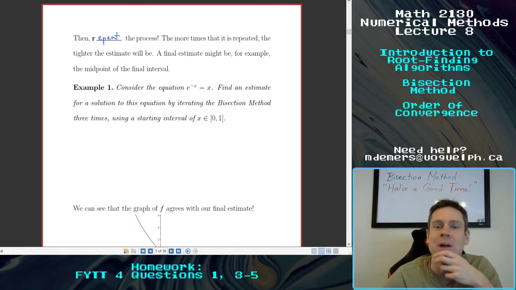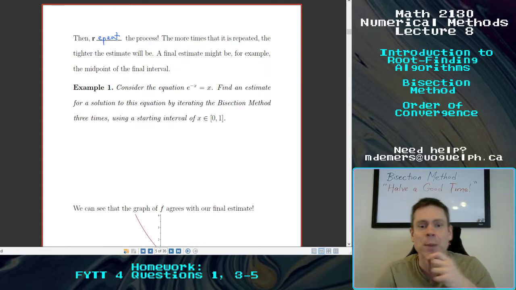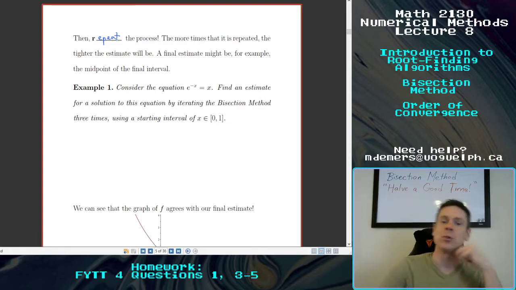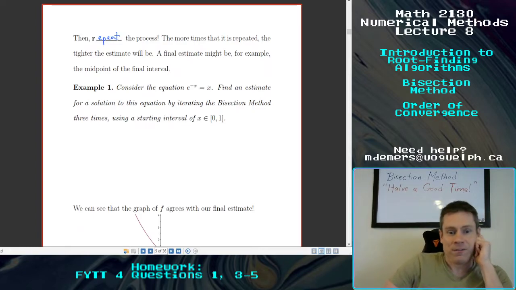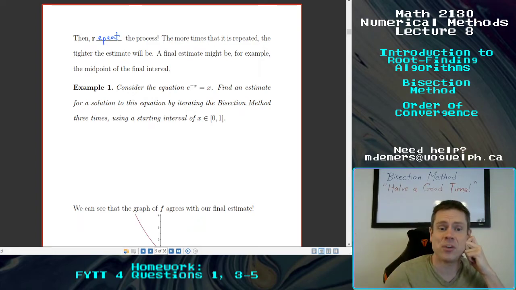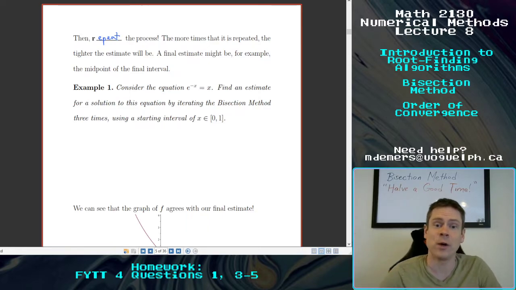And so we're going to see how this works in an example. Here we have example 1: consider the equation e to the minus x equals x. Find an estimate for a solution to this equation by iterating the bisection method 3 times using a starting interval of x in [0, 1].